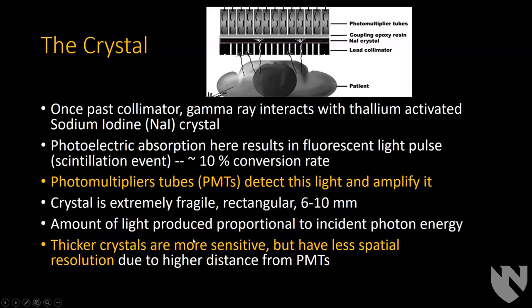If you make a crystal thicker, then you'll have better conversion efficiency in terms of that gamma ray that comes in. It's more likely that it will turn into light within the crystal when it's thicker rather than going through it. However, then the light will scatter more within the crystal, and so you have lower spatial resolution.